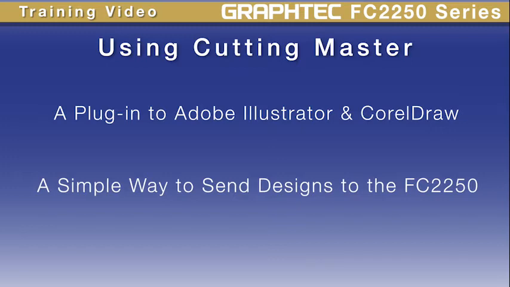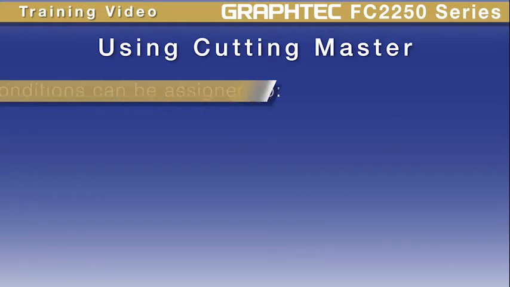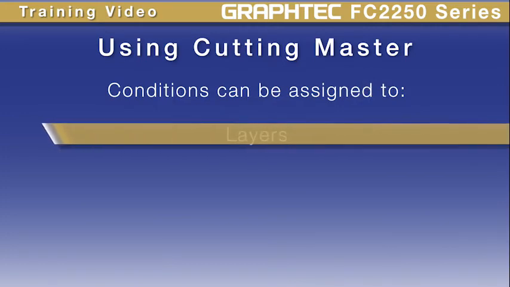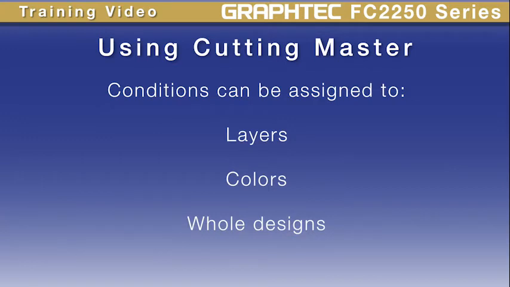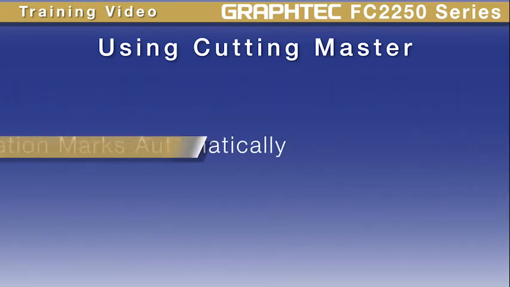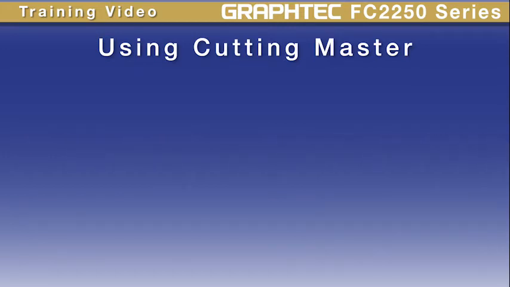The Cutting Master 2 application can do several useful tasks. Besides providing a simple way to send job designs to the FC2250, conditions can be assigned to specific layers, colors, or whole job designs. Registration marks used for the print and cut process can be placed on the design right within Adobe Illustrator.